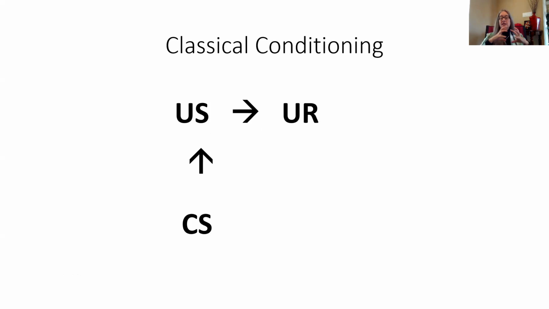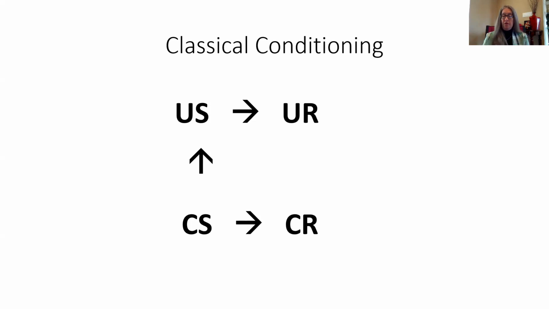So you pair the conditioned stimulus with the unconditioned stimulus, and the organism gives the unconditioned response. CS-US, organism responds. CS-US, organism responds. Eventually, when you present the CS, the organism will respond even if the US is not present. And when they do that, we call it the CR, the conditioned response.